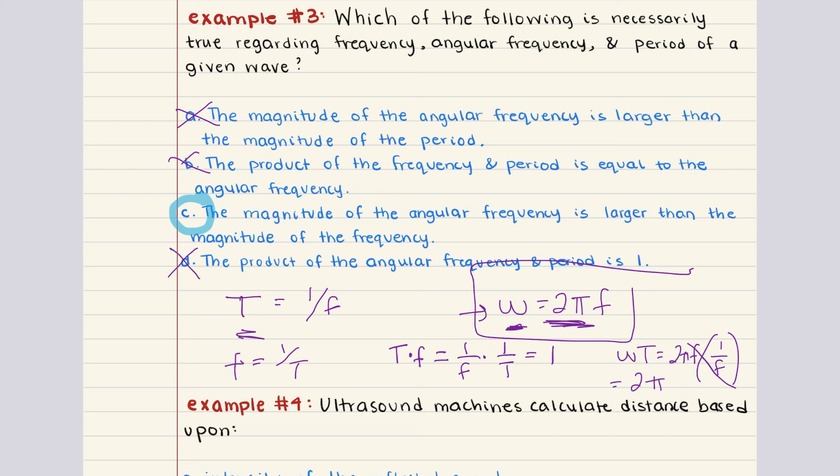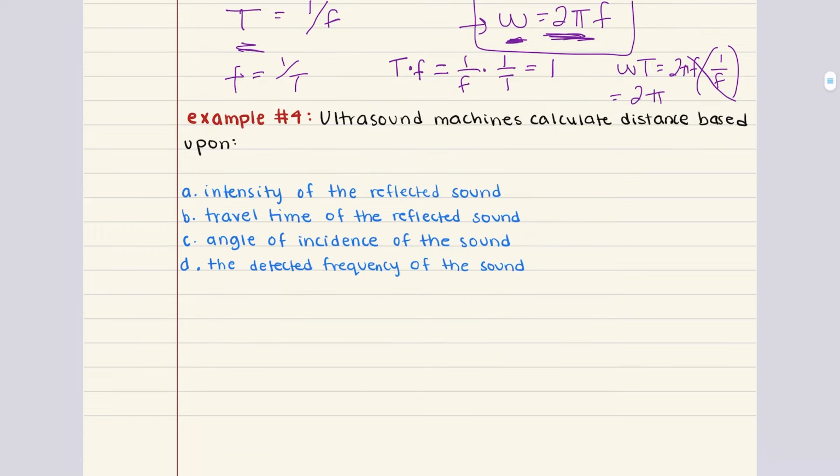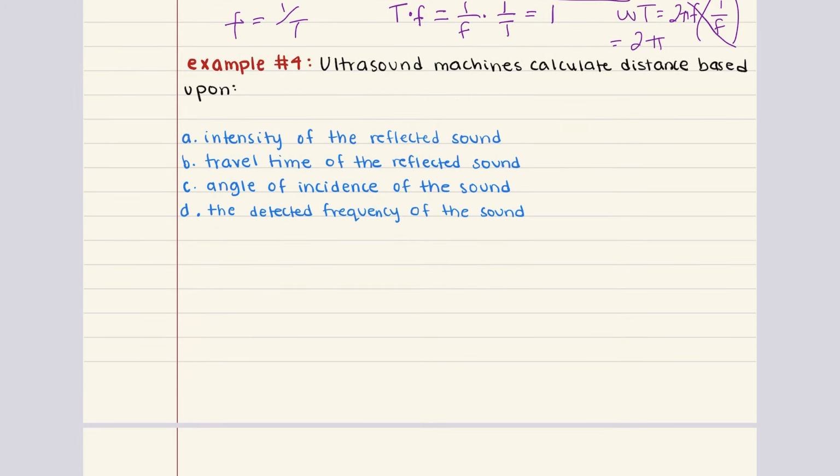With that, the answer to problem 3 is answer choice C. Again, the magnitude of the angular frequency is larger than the magnitude of the frequency. Let's tackle problem 4 next. Problem 4 says, ultrasound machines calculate distance based upon blank. A says intensity of the reflected sound. B says travel time of the reflected sound. C says angle of incidence of the sound. And D says the detected frequency of the sound.